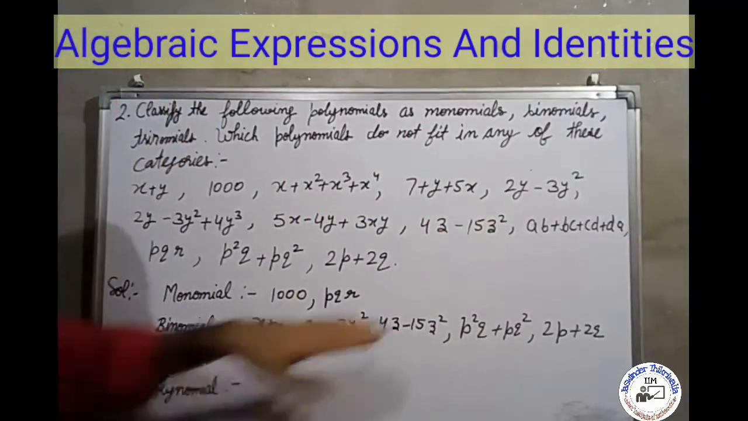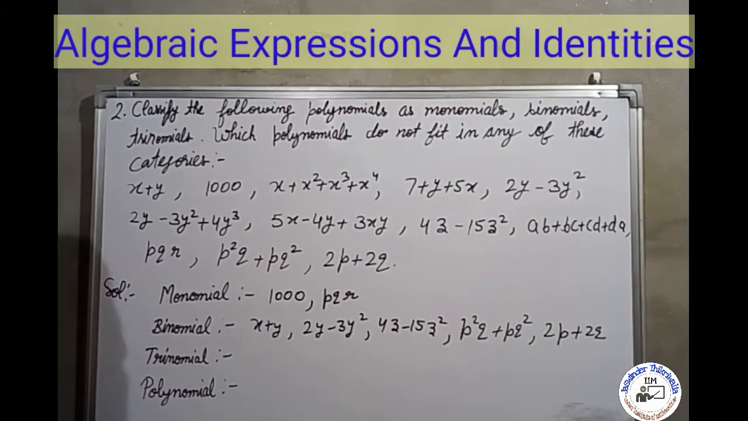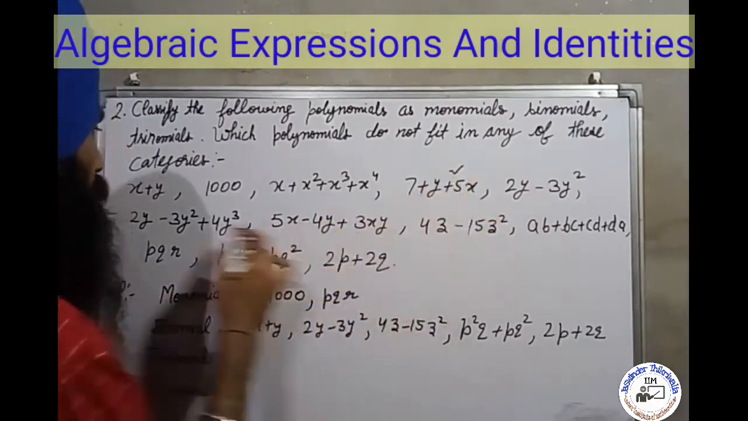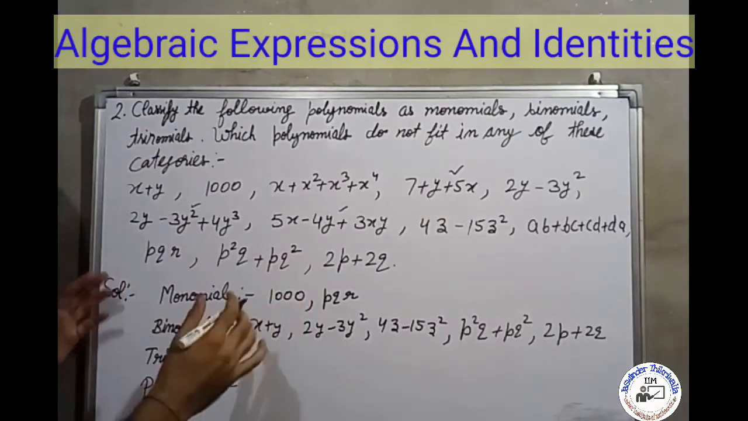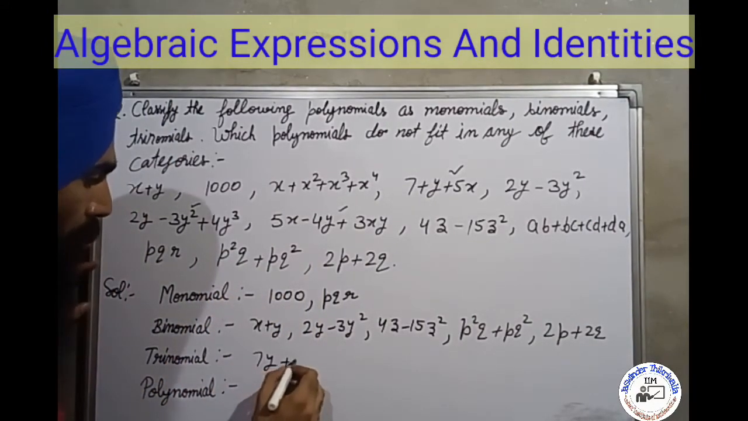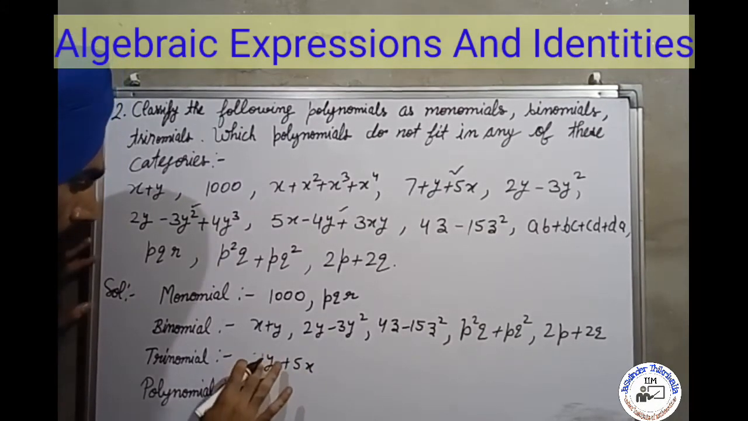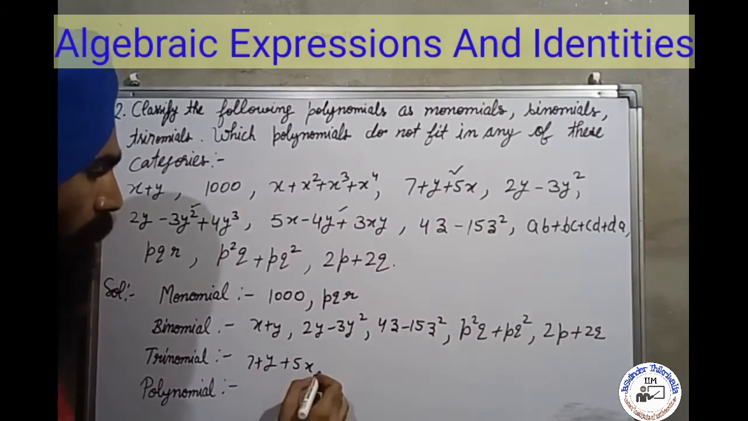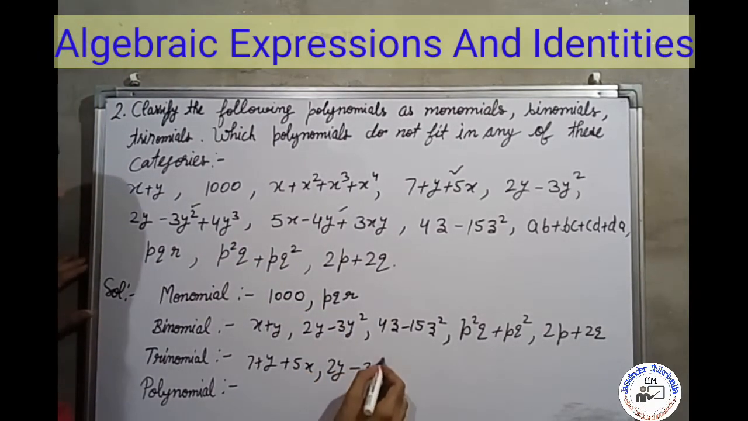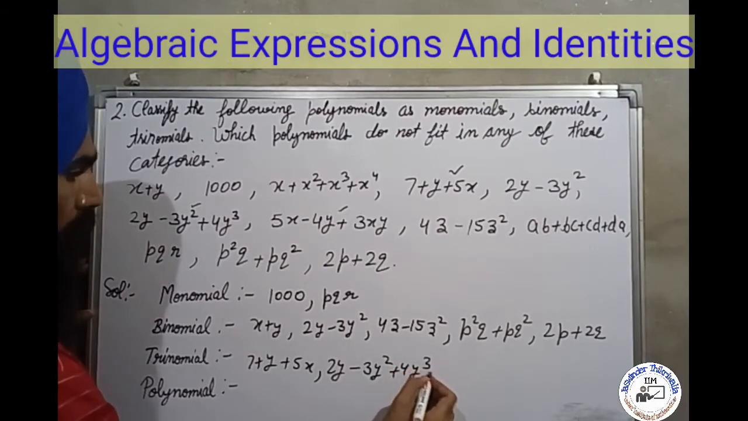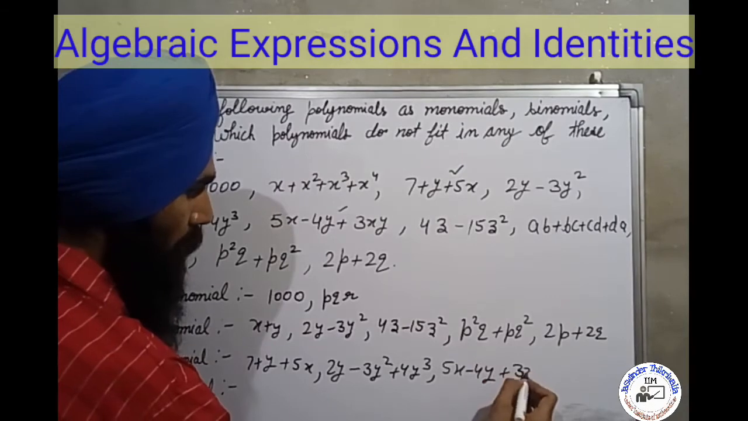Okay, so these were the polynomials, the expressions with 2 terms. Now trinomial, in which 3 terms are there: 1, 2, 3, and no other. Only 3 are there. 7y plus 5, 7 plus y plus 5x, and next 2y minus 3y square plus 4y cube, then 5x minus 4y plus 3xy.